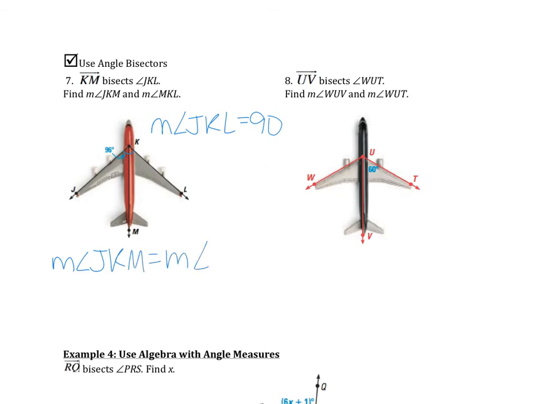Careful of what it's showing you. It's showing you that the whole angle JKL is 96 degrees. Put the wrong number again. So each of the smaller angles, JKM and MKL, are equal, and they equal 1/2 of 96.